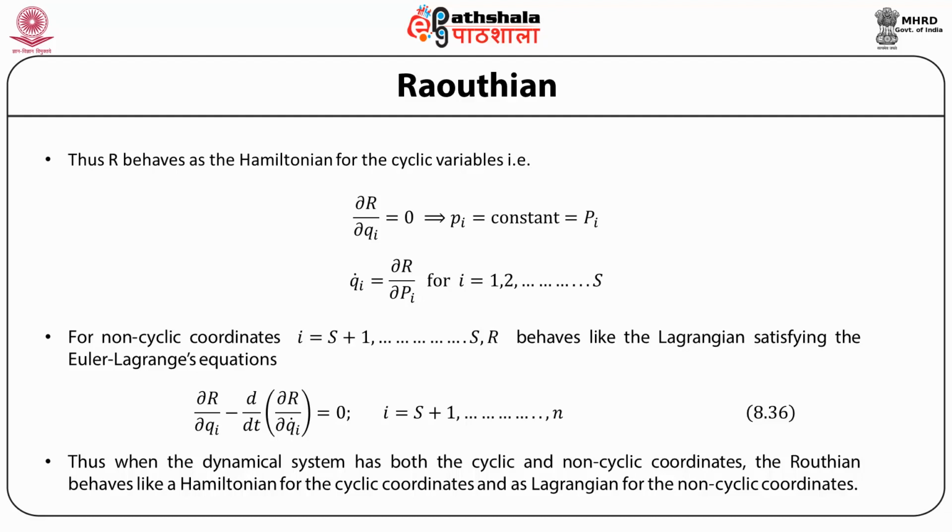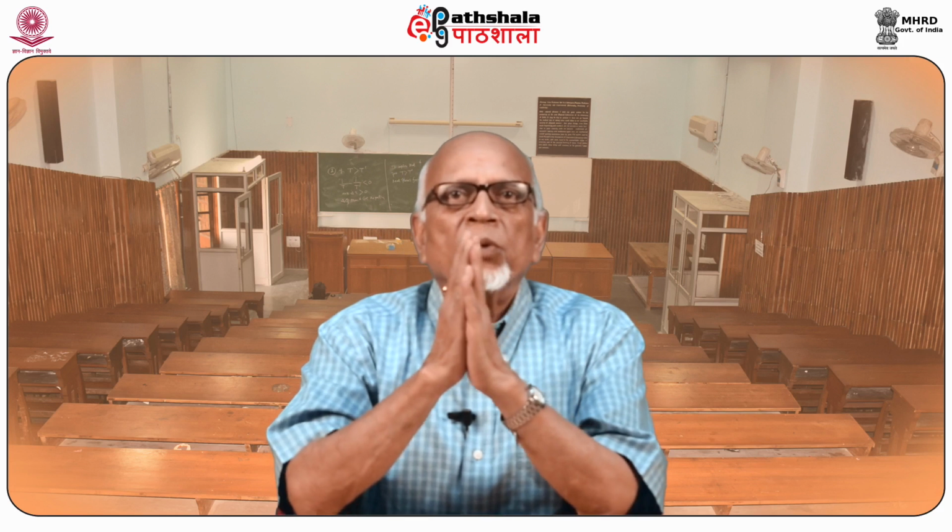This is the property of the Routhian which one may like to remember: when the dynamical system has both cyclic and non-cyclic coordinates, you can define a Routhian which behaves like a Hamiltonian for the cyclic coordinates and a Lagrangian for the non-cyclic coordinates. So, let us summarize what we have learned in this module.